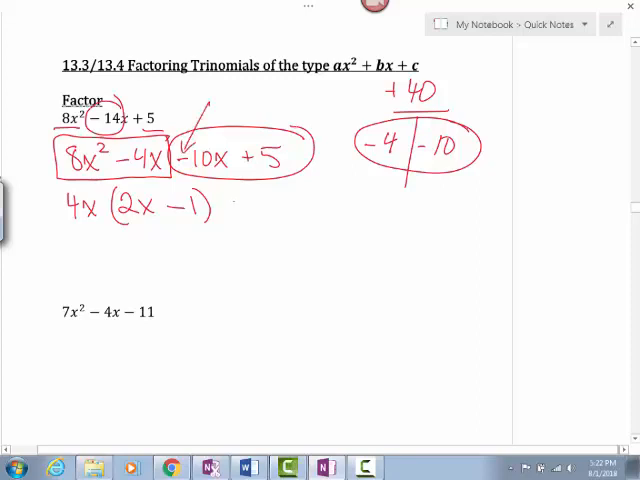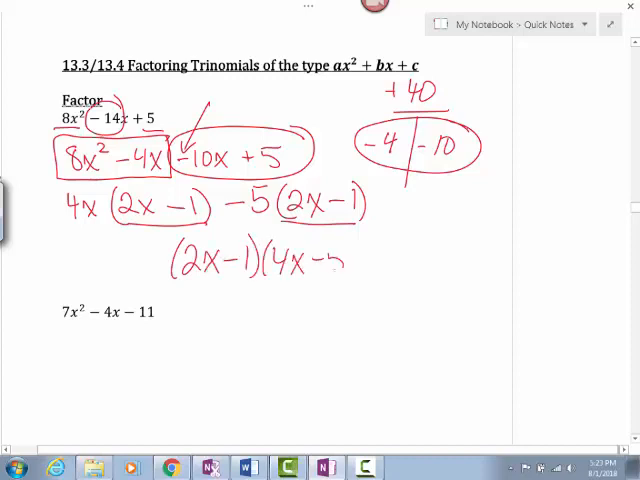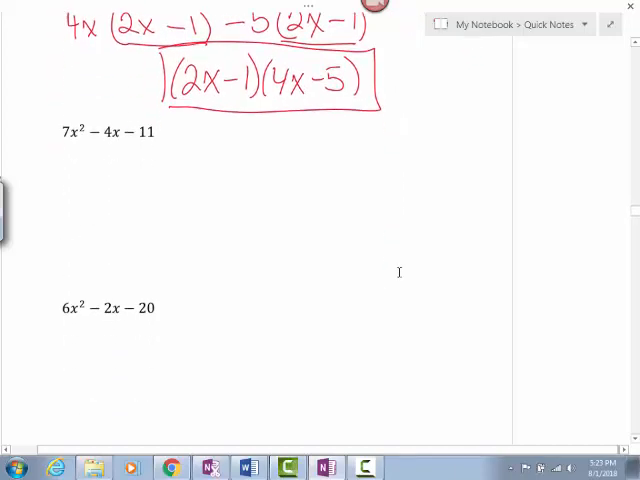Again, because that piece is negative, I'm going to take a negative out. Between 10 and 5, I can factor out a 5. So 5 goes into 10 2 times. Negative 5 goes into positive 5 negative once. Again, if you look here, that's my common factor. So I have my 2x minus 1 along with my 4x minus 5, right? Okay, great. So let me go ahead and scroll down to the next one.